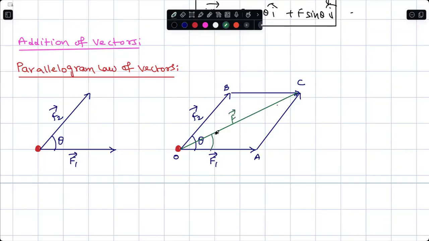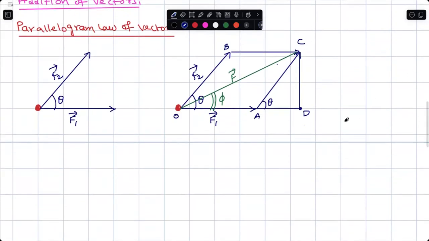And this is called resultant vector F bar. Let this make an angle phi. Now, for example, you extend this vector like this. Similarly, extend or draw the projection of C onto this line. Let it meet at point D. Don't forget, this is also theta because OB, AC are parallel. Now, what you want is the length of OC.